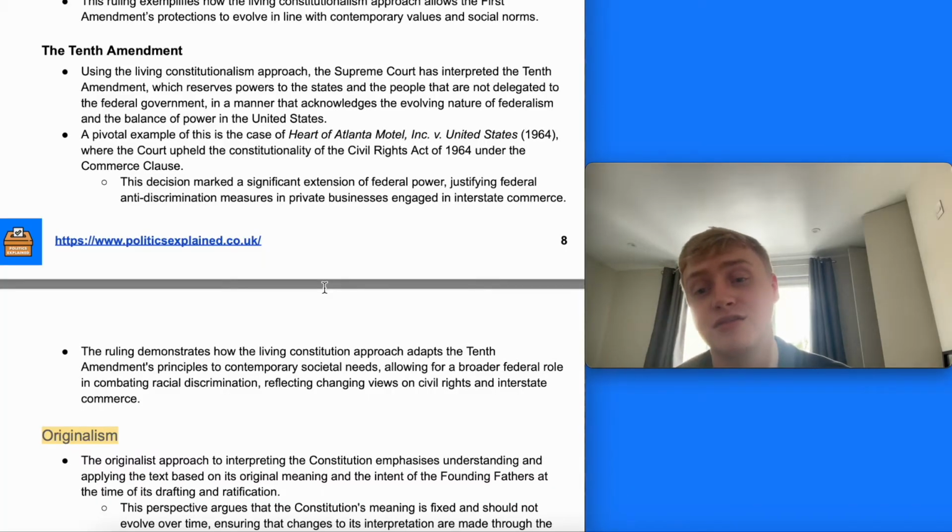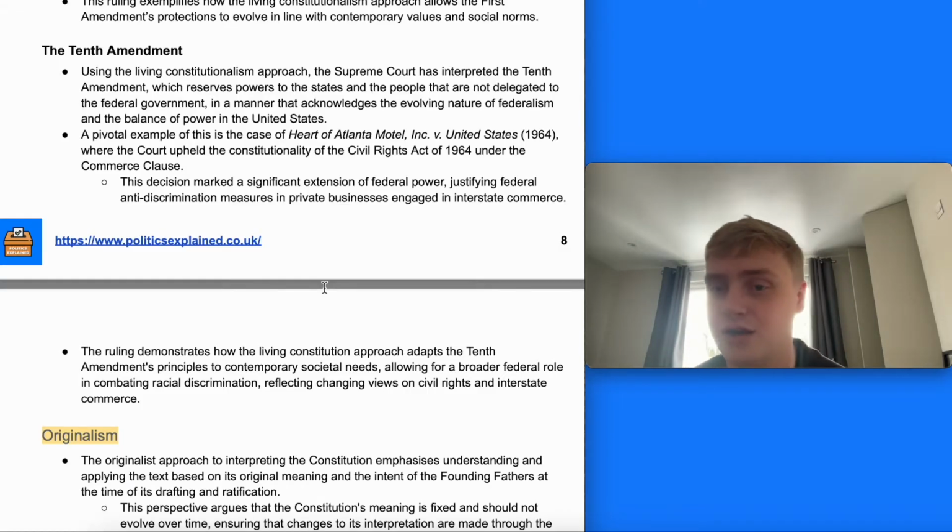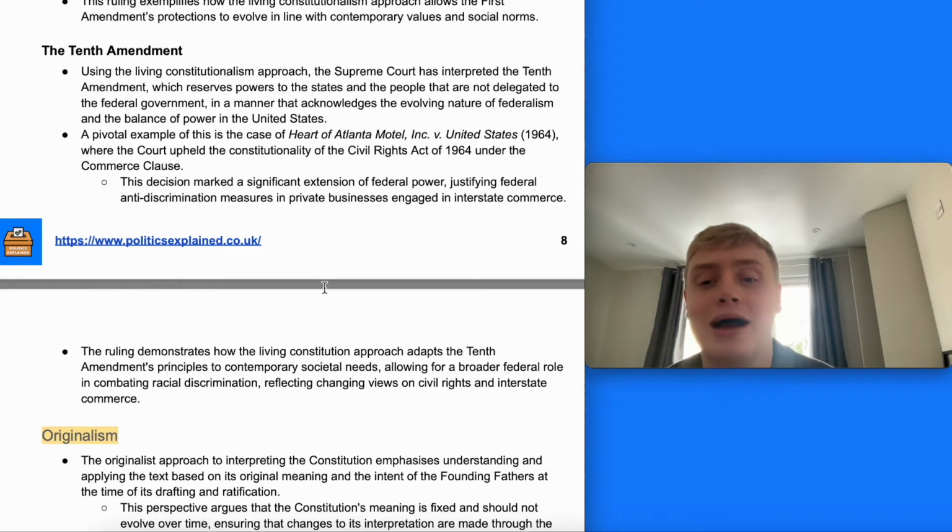So effectively, they defined accommodation, such as motels, as interstate commerce, which justified the constitutionality of the Civil Rights Act under the Commerce Clause, even though other interpretations of the Constitution may have said that's a bit too much of a stretch for Congress's role in regulating interstate commerce. And it shows how the living constitution approach adapts the 10th Amendment's principles to contemporary societal needs, allowing for a broader federal role to combat racial discrimination.